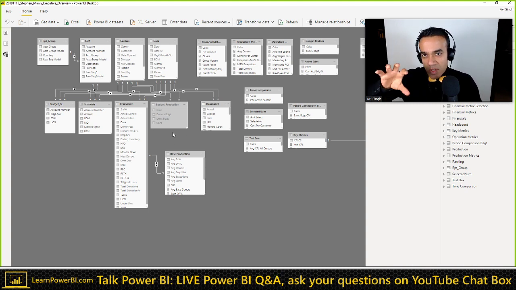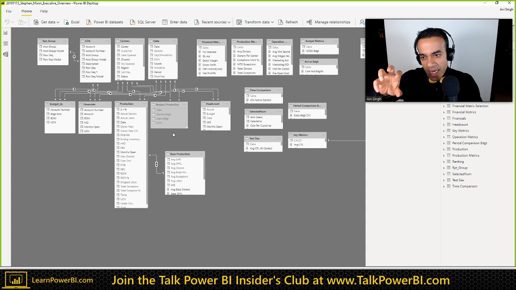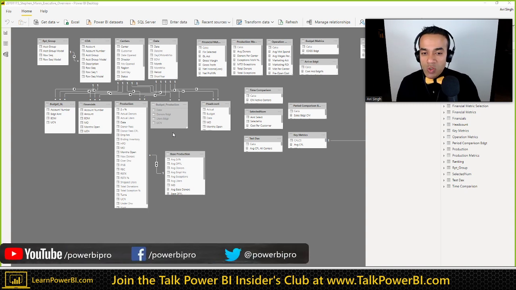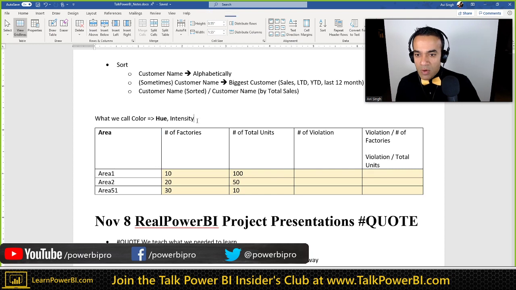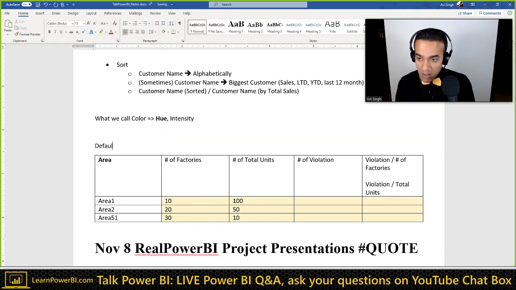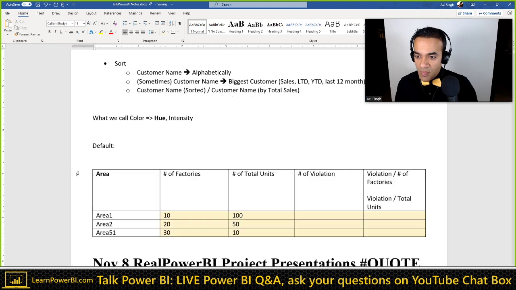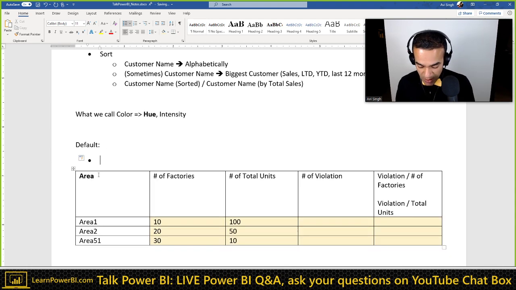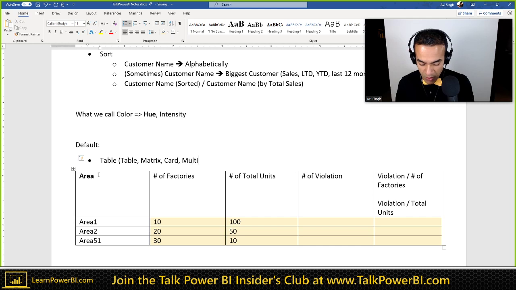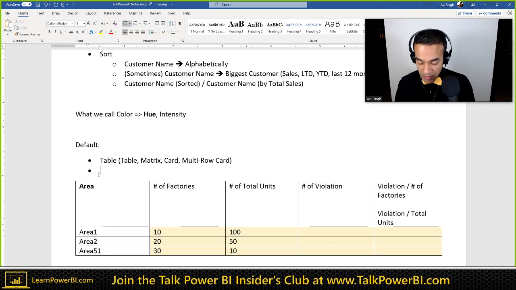So the connection that I'm trying to make is that there are some rules, some guidelines. It's okay to break them, but understand why. So the default in your graphs should be everything that I said. Let's call it table, which includes table, matrix, card type, multi-row card, and so forth, right? And then bar and column charts.